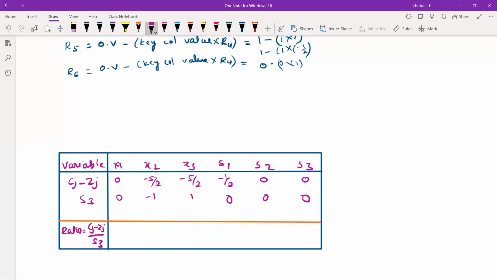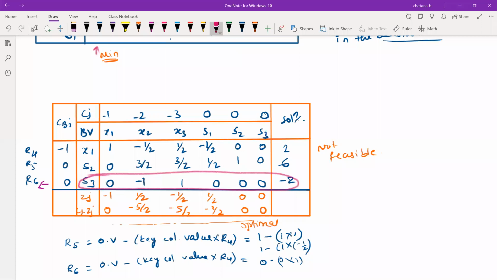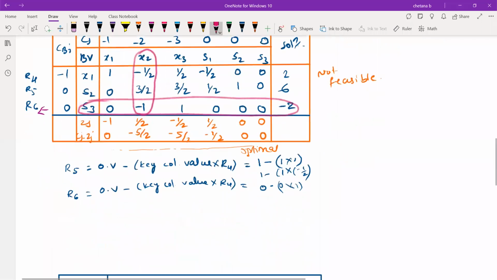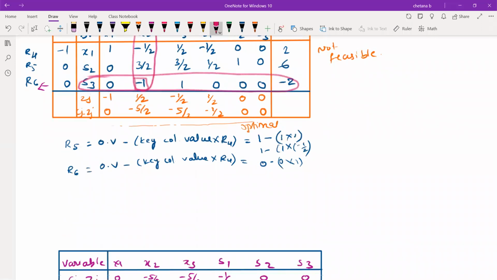Divided by S3. Again, ignore those, you will get zeros only and 5 by 2. Only x2 you will get. The rest are ignored. So you know that the key column will be x2. Mark x2 here. Now you have the key row, key column, and the key value is just -1.